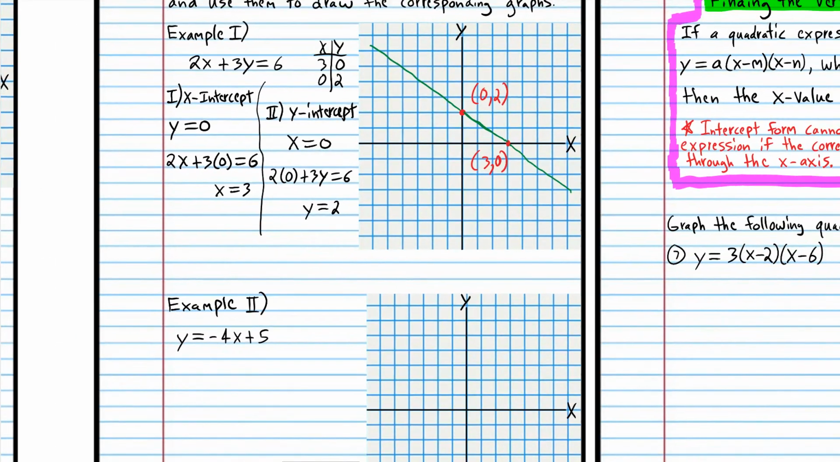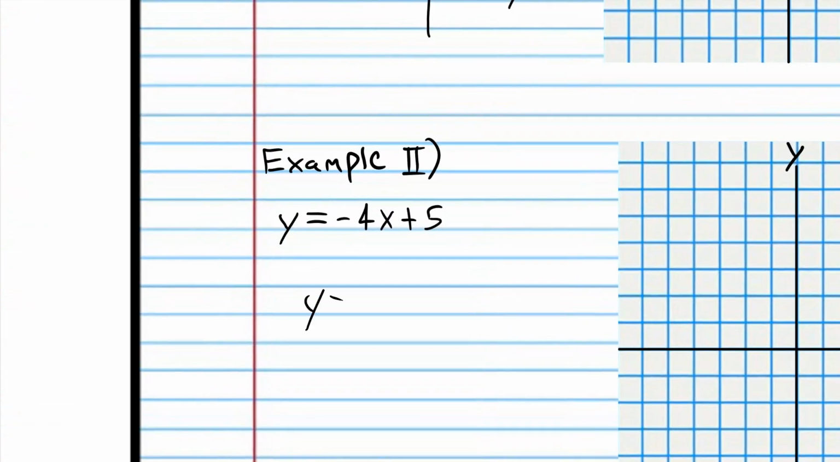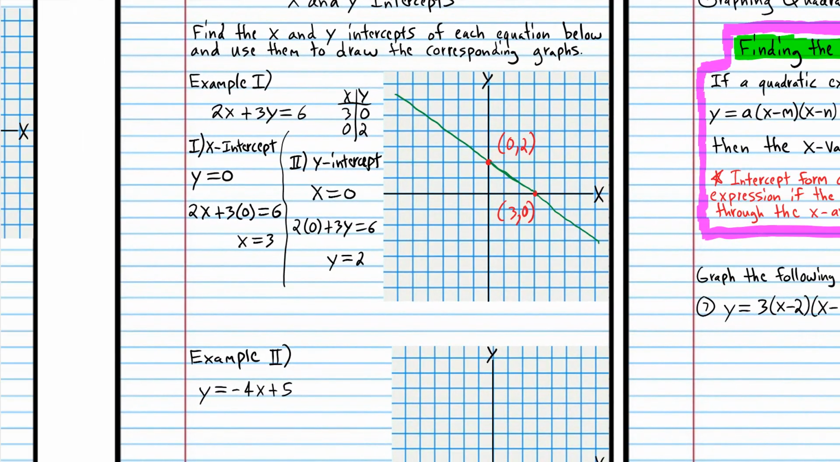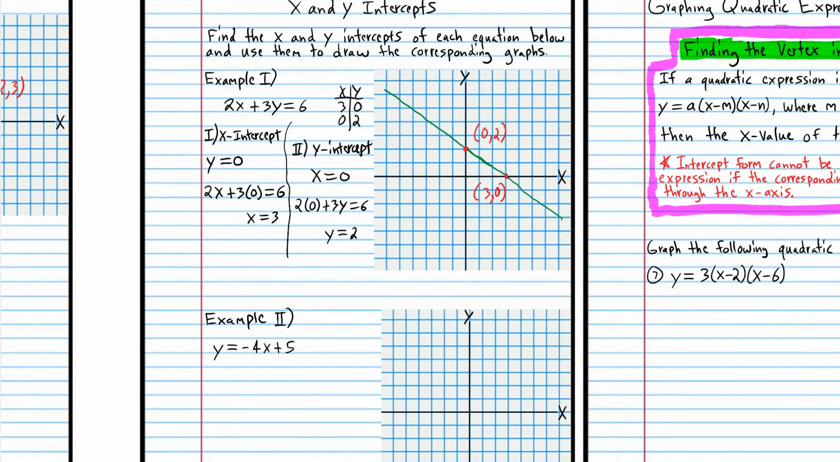Okay, so I want you to try example 2. Now understand that example 2 is in slope-intercept form, so technically you could see that this is the y-intercept. If you remember slope-intercept form, remember y equals mx plus b. This is the y-intercept, but I want you to do it the way that we did it in the previous problem, because I want you to understand that principle. So go ahead and try example number 2. Let x equal 0 to find the y-intercept, and let y equal 0 to find the x-intercept, and then use those intercepts to graph the equation. So try example 2, and when you come back, we'll do it together.